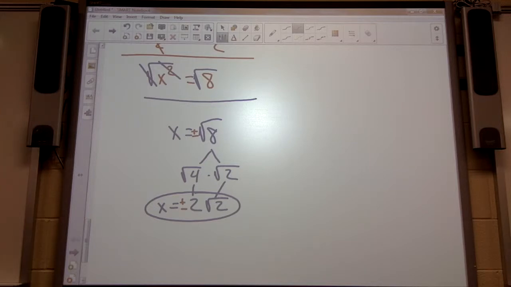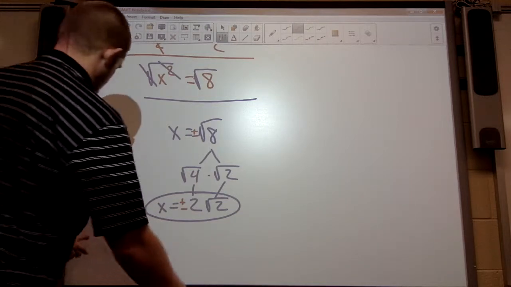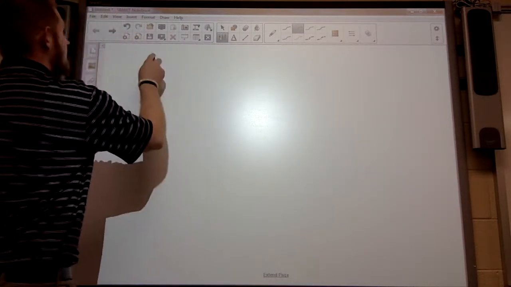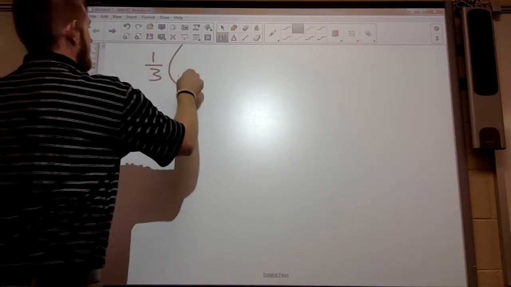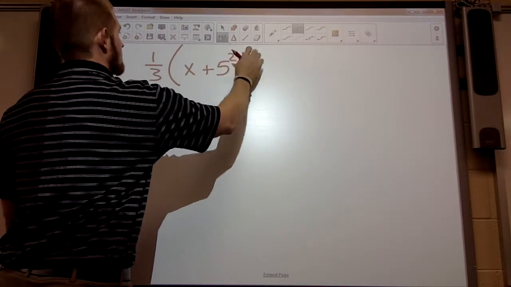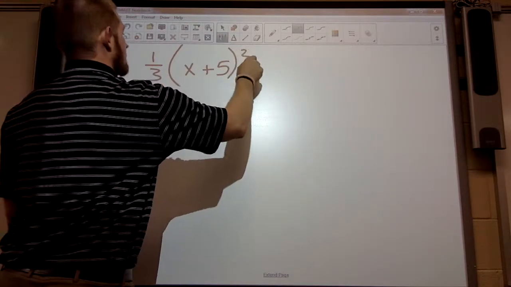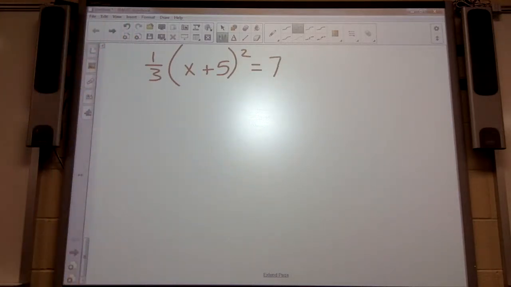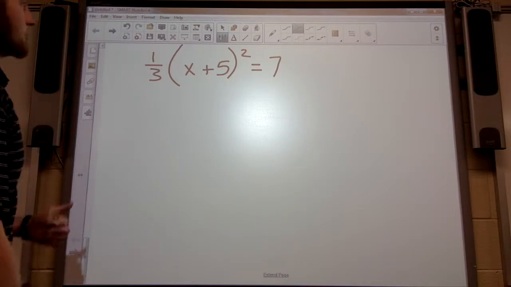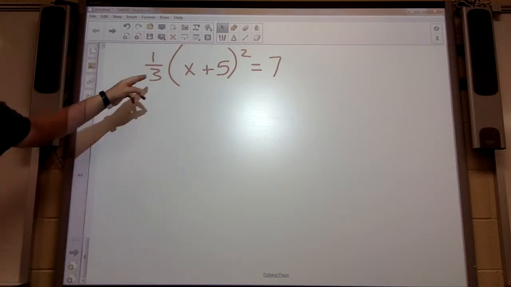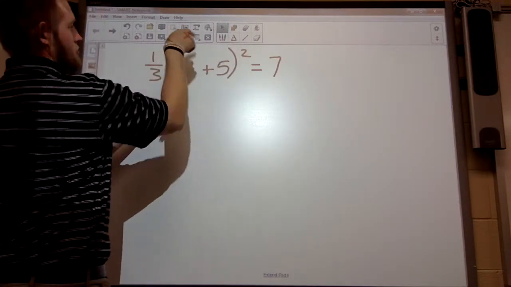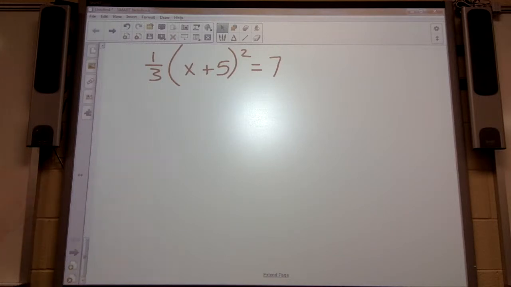Okay, let's try another one here. I have 1/3 times x plus 5 squared equals 7. Now there's a couple ways that you can solve this. Some are going to be harder than others. You could FOIL this, distribute, but then you're going to have an x and an x squared, so we're going to try to avoid that.